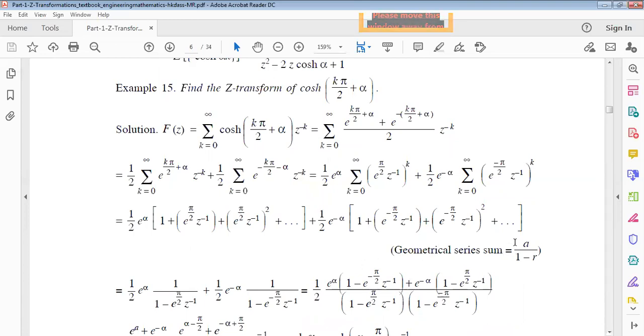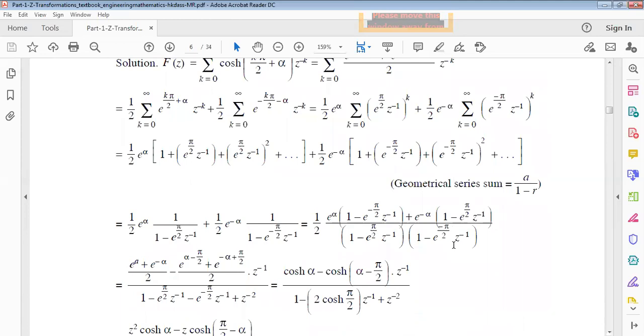So for a geometric series sum, you must know this formula: first term divided by 1 minus common ratio, where r is the common ratio. Now applying this formula for the first series this, and for the second series this one. Now taking them together by taking LCM, least common multiple, we get this one.